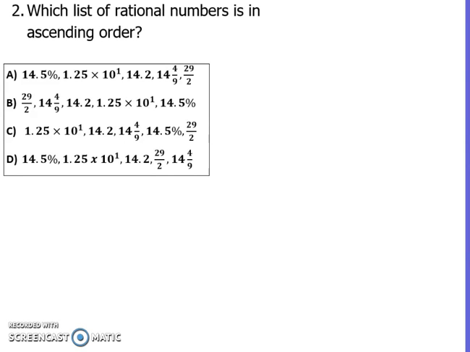Okay, the first thing that we need to realize is ascending order. So when I think of ascending or descending, I think of a mountain. You ascend up, you descend down. So if I ascend up the mountain, this is least to greatest. So I want to go least to greatest. That's the first step.